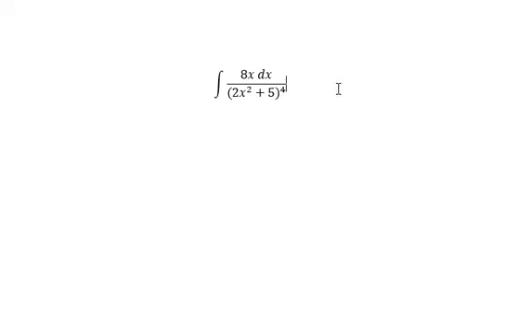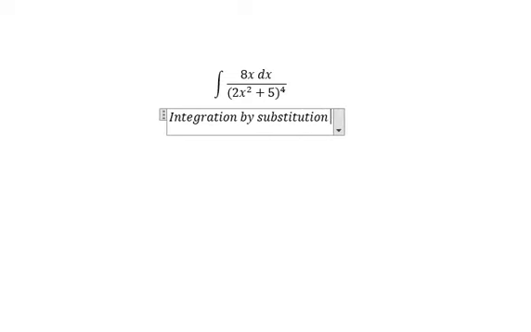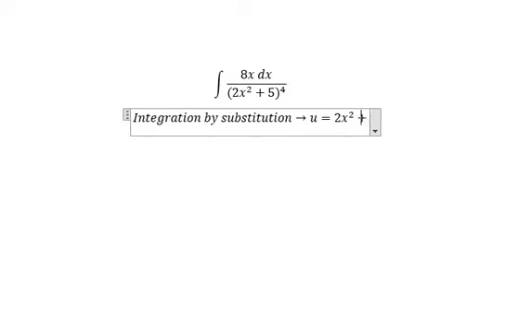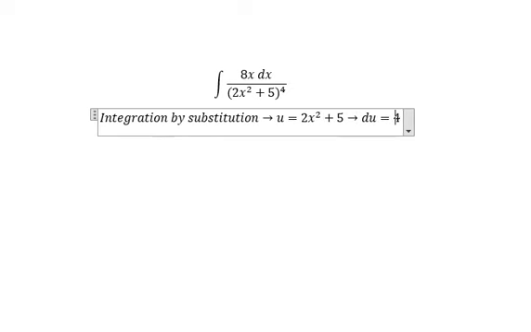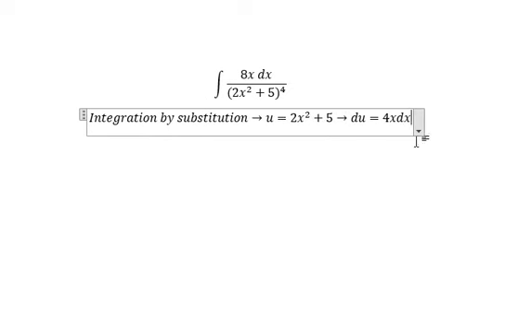And the last one, we need to use integration by substitution. So I will put u equals to 2s squared plus 5. So we do first the derivative for both sides. You get 4s ds. This is number 8. This is number 4. So that means we multiply both sides by number 2.